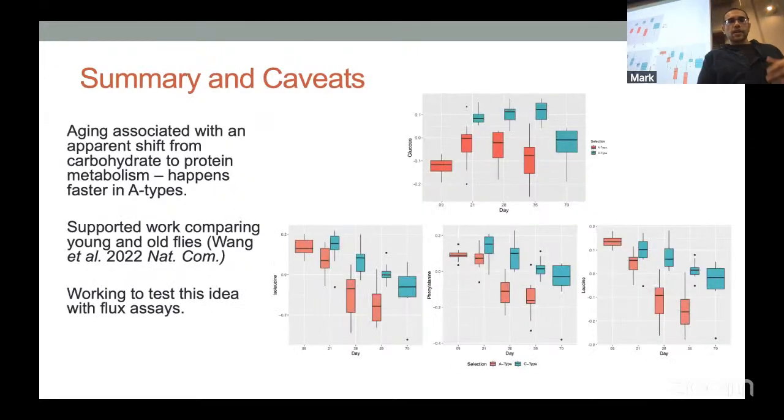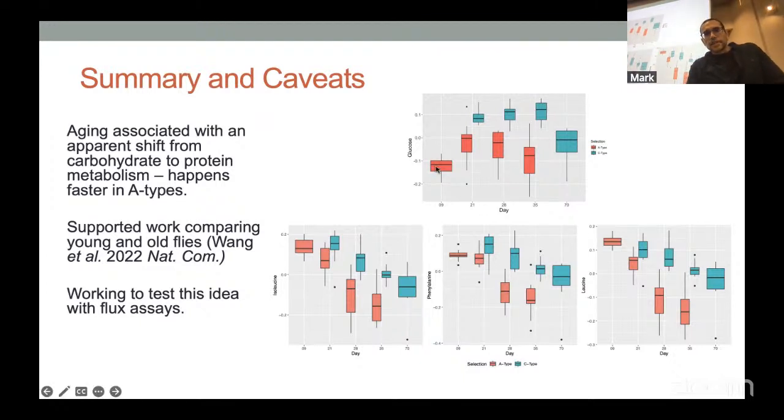So the overall idea is that aging is associated with an apparent shift from carbohydrate to protein-based metabolism, and this is happening faster in the A-type populations than the C-type populations, and this is driving some of this. So this is just a plot showing you what some of these actual relative abundance graphs look like.